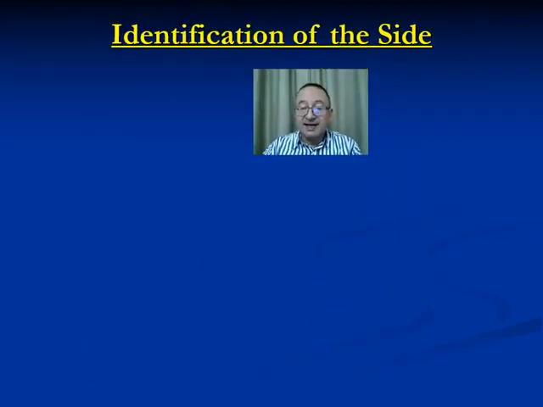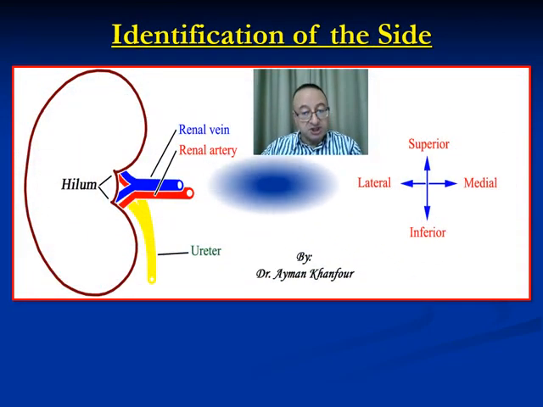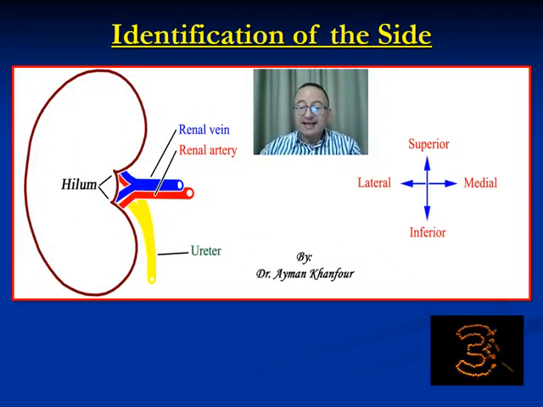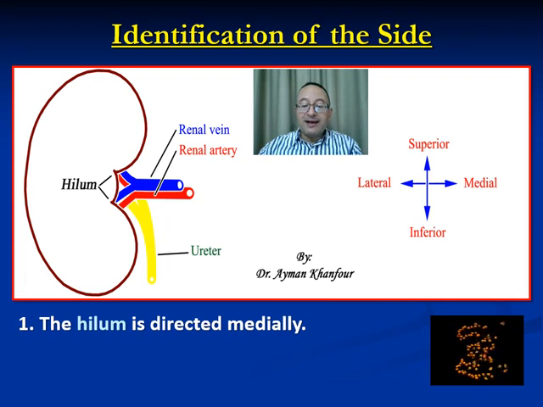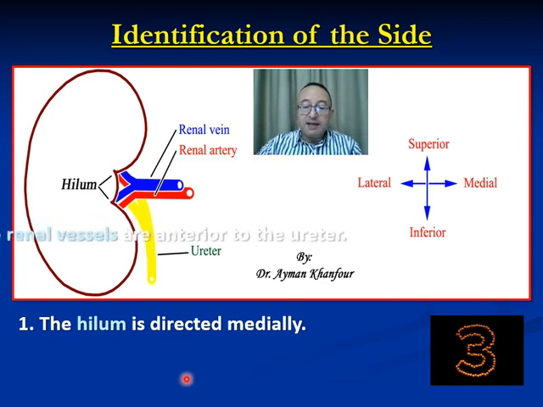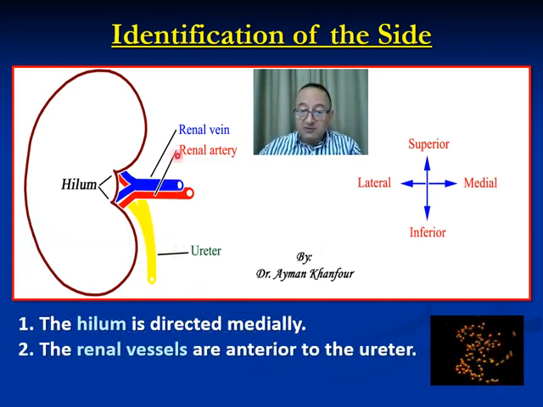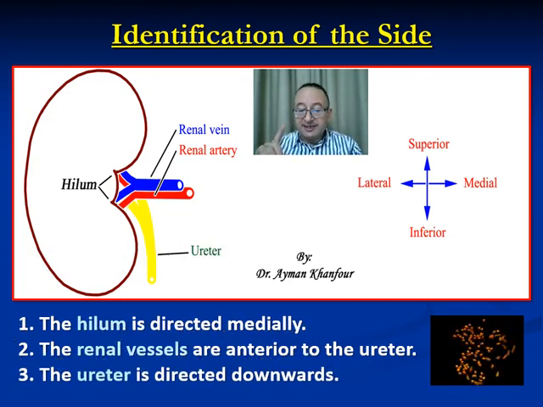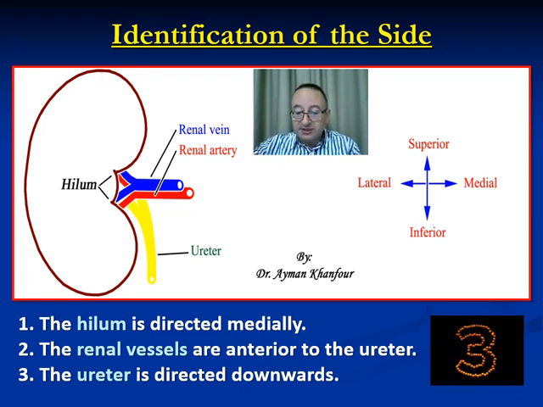Can I identify the side from these previous data? Yes. We know before that identification of the side of any organ or any bone depends on three main criteria. What are they? Number one, the hilum is directed medially. Number two, the renal vessels, which is the renal vein and renal artery, are placed anterior to the ureter. Number three, the ureter is the most posterior structure and directed downwards.